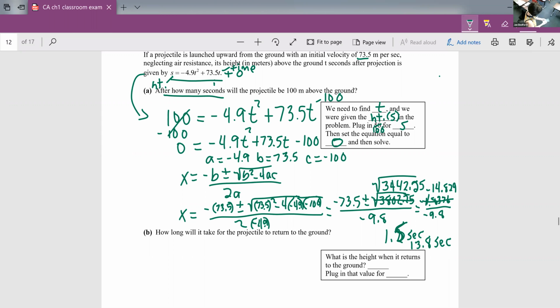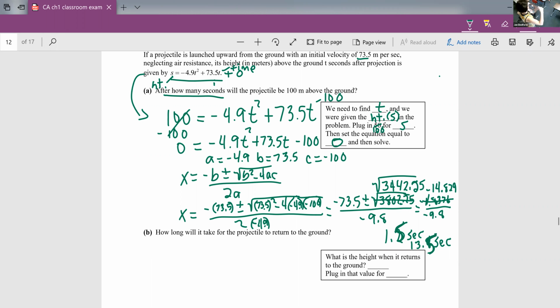Now let's go back and try it again with negative 73.5 minus the square root of 3442.25, and that's a negative 132.1706. We're going to divide that by a negative 9.8. And that rounds to be 13.5 seconds. Okay, sorry about that. I'm glad you asked, Patrick, so we got the numbers fixed. So 1.5 seconds, 13.5 seconds. You got to be sure you know how to get it in your calculator correctly, because obviously it's very easy to make a little mistake there.